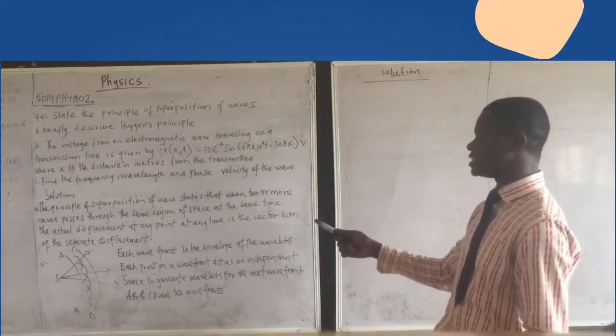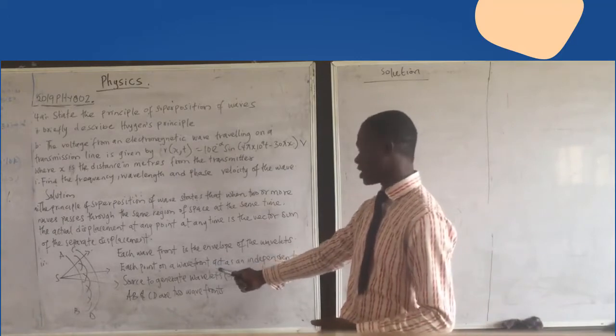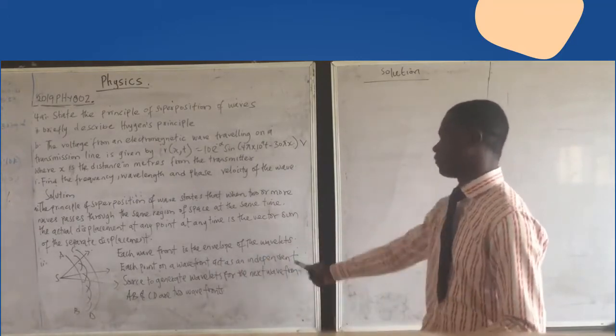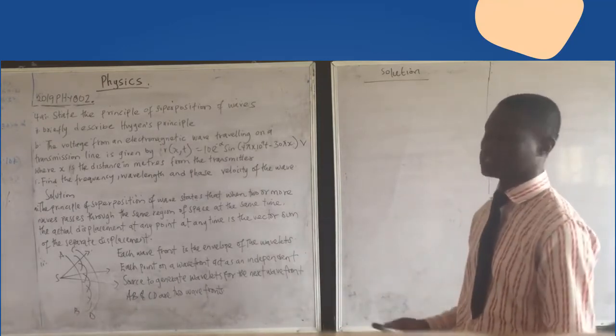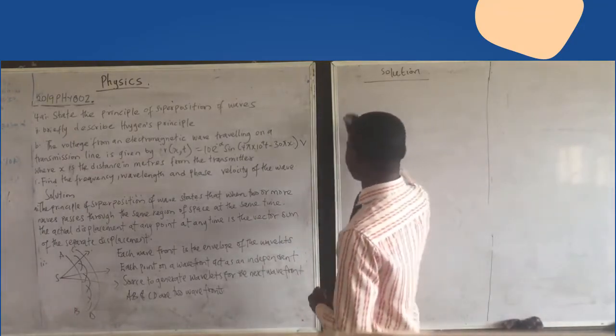So each wavefront is the envelope of the wavelets, and each point on the wavefront acts as an independent source to generate wavelets for the next wavefront. So that is just a brief explanation of the Huygens principle. Let's come to question number B.